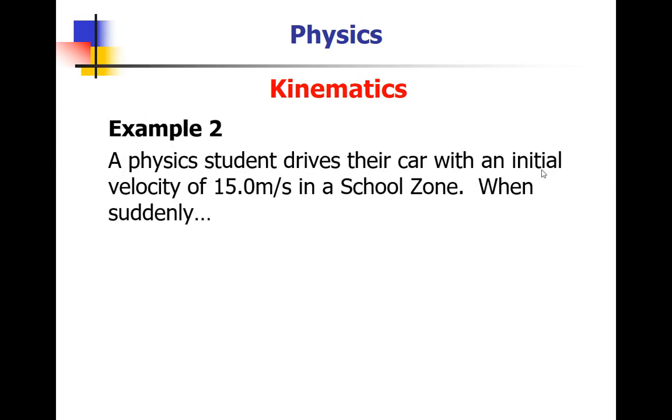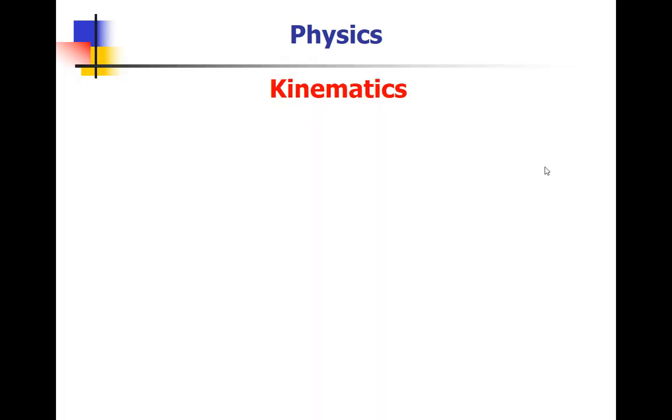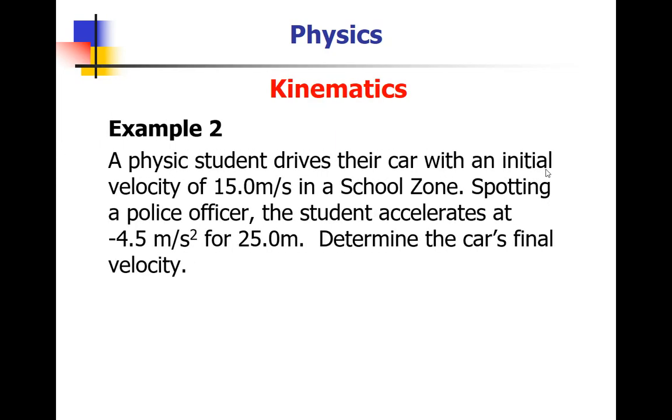Physics students drive their car with an initial velocity of 15 meters per second in a school zone. Well, 15 meters per second is, of course, 35 miles an hour in a school zone, which is 25 miles per hour. Suddenly, dun, dun, dun. Spotting a police officer, the student accelerates at a negative 4.5 meters per second squared for 25 meters. Determine the car's final velocity.